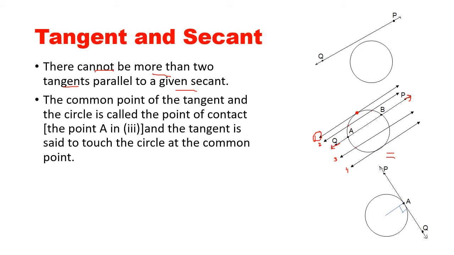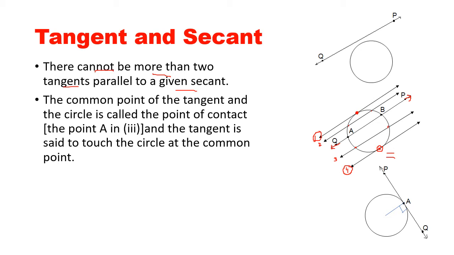Line 3 is not a tangent because it intersects in 2 points, but line 3 is a secant. But line 4 is a tangent because it intersects the circle in one point. So out of these 4 lines, 1 and 4 are tangents while 2 and 3 are not tangents.